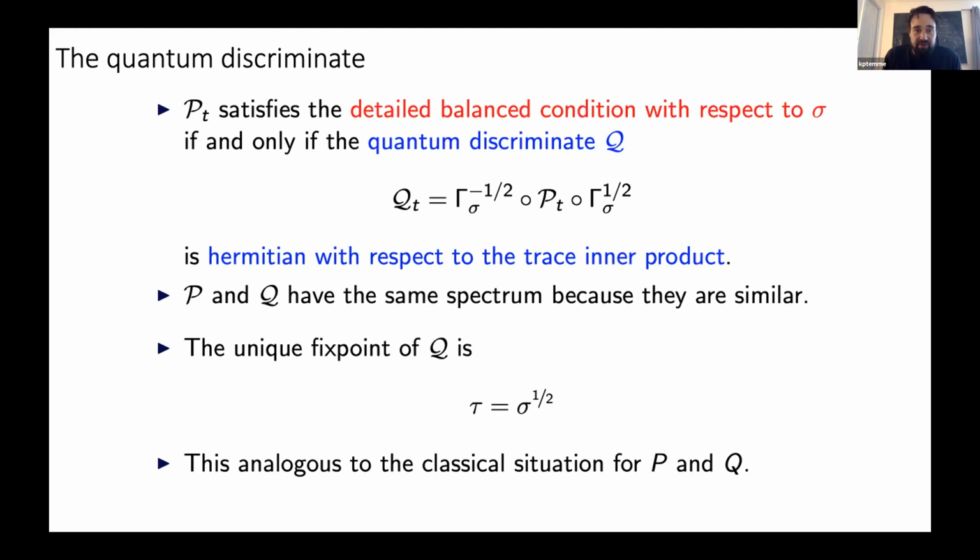Trivially, P and Q have the same spectrum. And now what you have is, if you look at just the unique fixed point of sigma, or whatever the matrix, which is now not normalized anymore, that corresponds to the eigenvector 1, it's sort of the square root of your original density matrix, okay, which is a very analogous situation to what you had classically before.